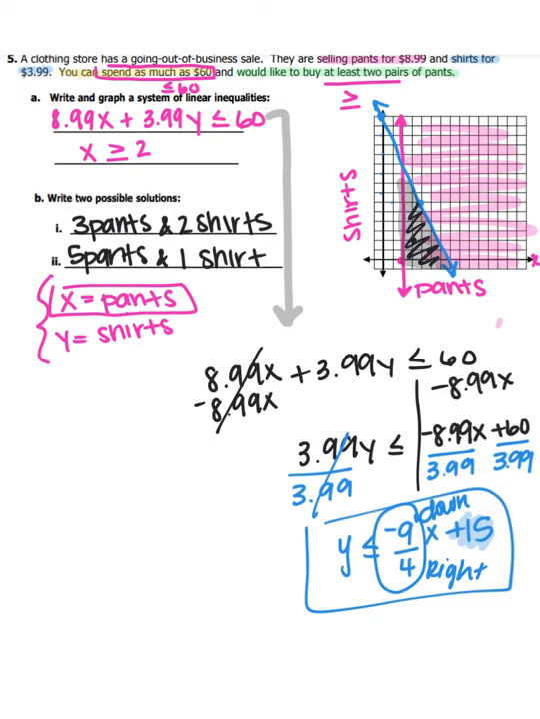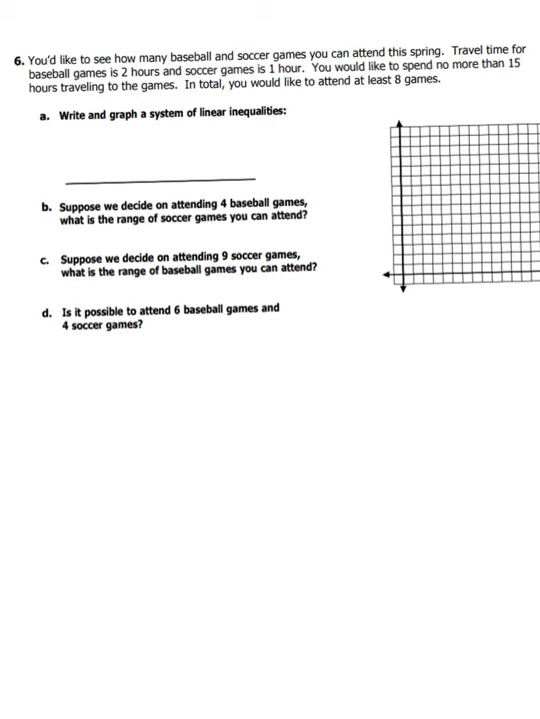All right, let's go ahead and have you guys try number 6. So I'll read it to you. It says, you like to see how many baseball and soccer games you can attend this spring. Travel time to baseball games is 2 hours and soccer games is 1 hour. You would like to spend no more than 15 hours traveling to the game. In total, you would like to attend at least 8 games.